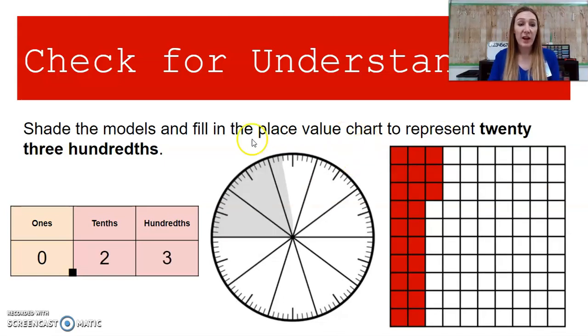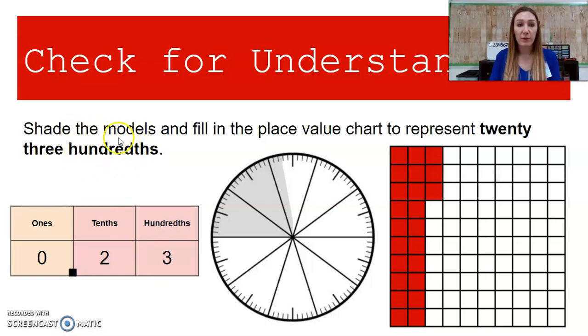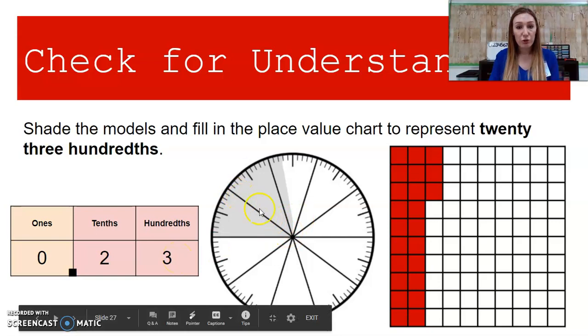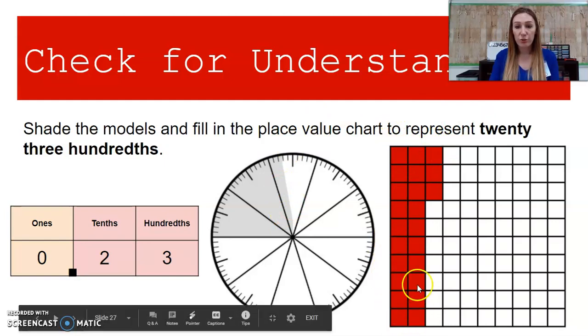All right, so we should have a 2 in our tenths place and a 3 in our hundredths place. Because remember, we read the last place value. So if I read 23 hundredths, that means my last digit has to be in the hundredths place. And then we should have shaded 2 tenths, so 2 whole pieces of pie, and then 1, 2, 3 hundredths in our place value disc. In our decimal grid, we should have shaded 2 tenths, or 20 hundredths, and 3 hundredths.